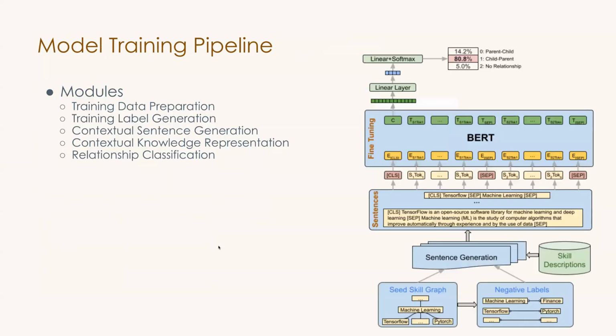Next, I will talk about our training pipeline. Our training pipeline consists of 5 modules. We start from a seed graph, which you see on the bottom right, and then we generate negative labels. Then we synthetically generate training sentences. Then we feed those training sentences into our pre-trained BERT model and fine-tune its weights, and we take the sentence-level embeddings to feed into our relationship classification module to predict the relationship between the 2 skills.